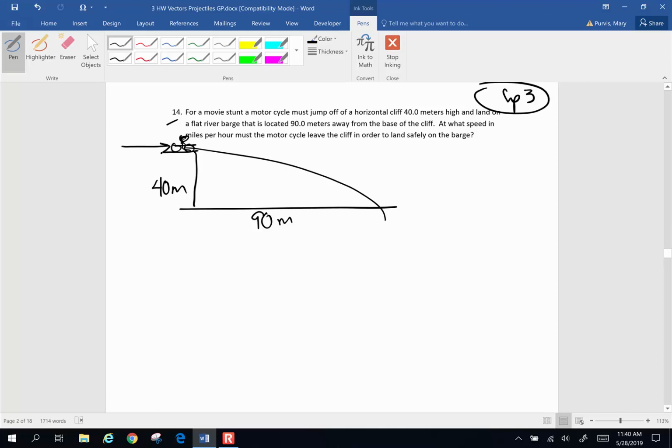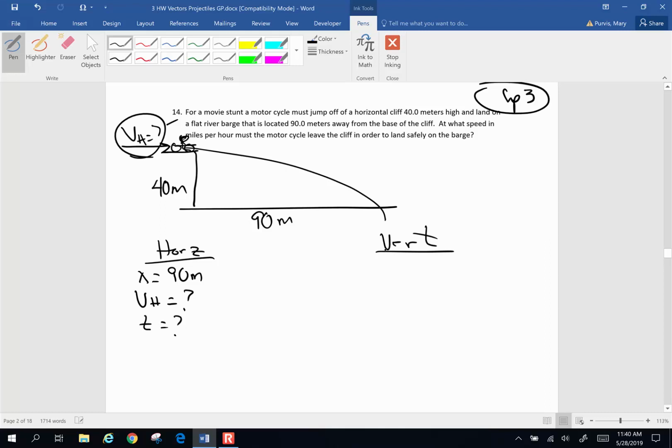Well, we want to know this velocity, which is the horizontal velocity. That's my unknown. So as in all projectile problems, you have to have two columns of numbers, the horizontal and the vertical. Horizontal stuff, we know the displacement is 90 meters. We're looking for horizontal velocity because that's what we're after. We do not know the time in the air. Vertically, we know it's going to drop 40 meters.